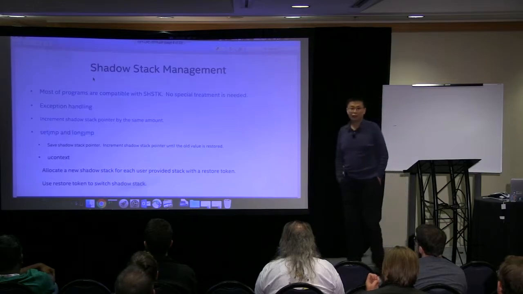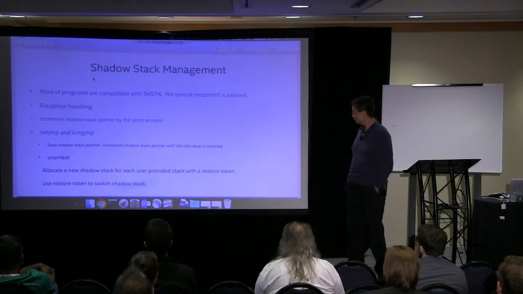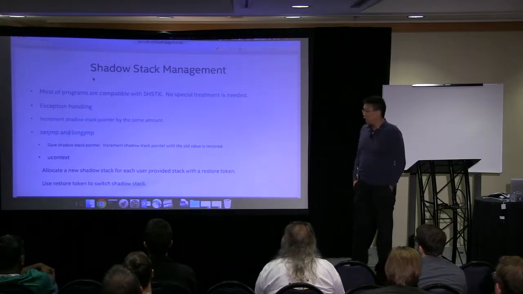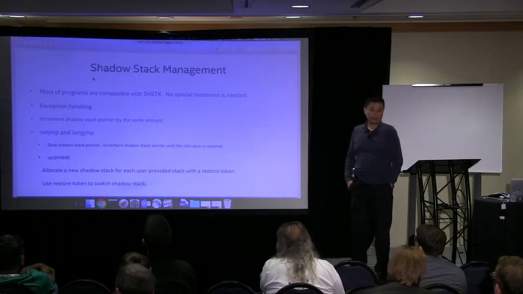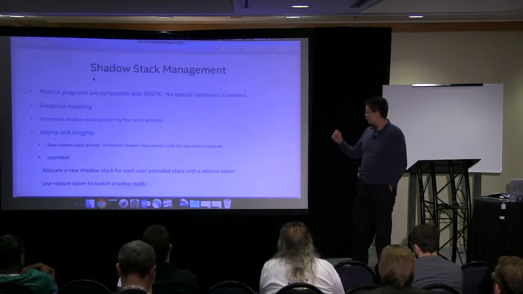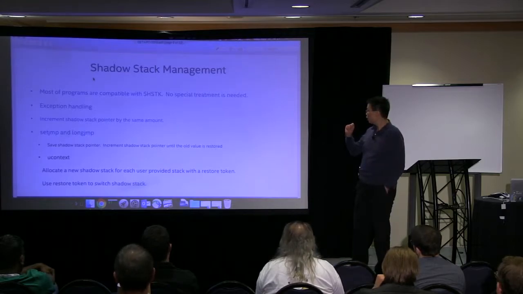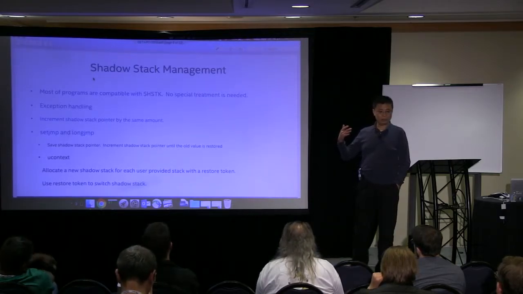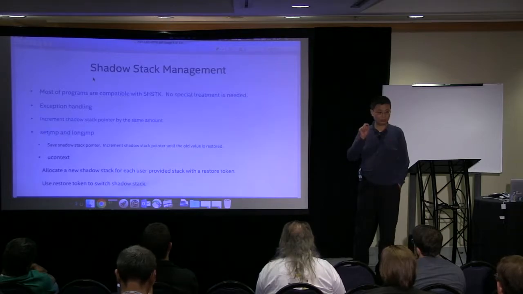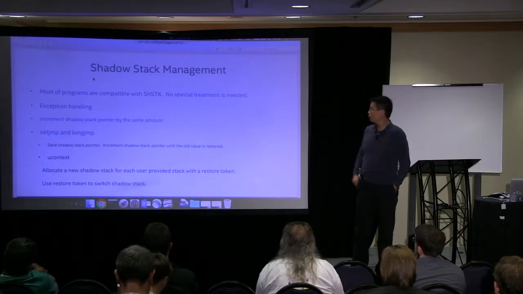For shadow stack, in the x86, we put the return address on the stack together with other information of the function, local variables, things like that. The shadow stack is where, in the hardware, we maintain a separate stack. The only thing in the shadow stack is the return address. So when you do a function return, the hardware will check to see if the return address on the shadow stack matches the return address on the normal stack. If they do not match, you get a fault.